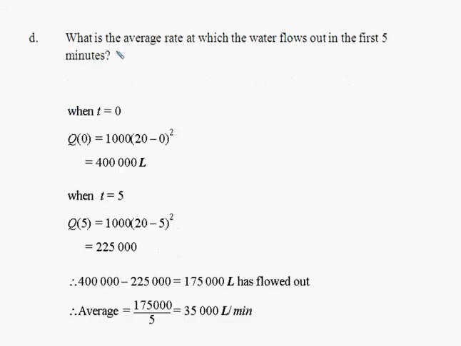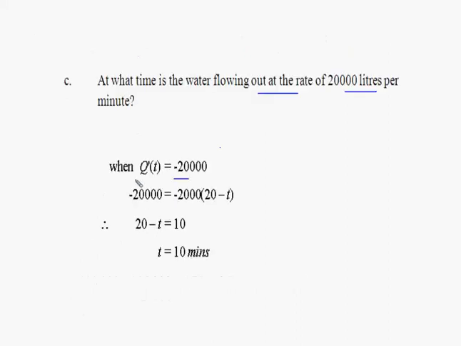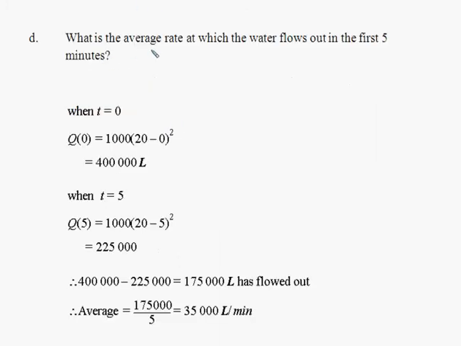And what's the average rate at which the water flows out in the first 5 minutes? So everything we've done in all the other parts before, in part 3, that's an instantaneous rate of change. So that's at precisely 10 minutes, it's 20,000. Now it's always changing. But when we talk about the average rate, well, over the first 5 minutes, initially we'd have 400,000 litres.